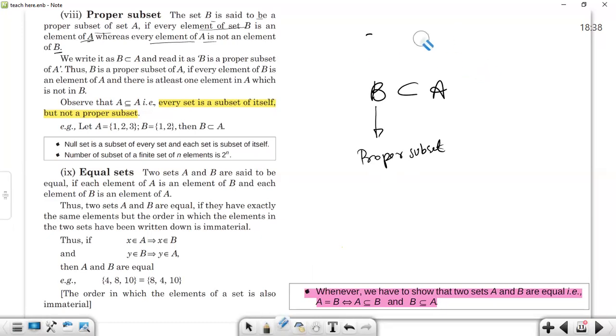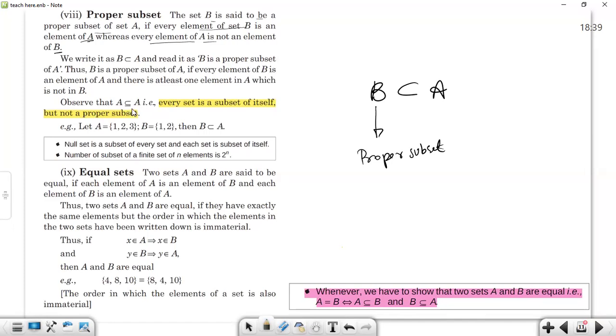Clear? Earlier, it was the case that even B and A could be equal, but now they cannot be equal as we are defining B as a proper subset. Any doubt? We write it as B is contained by A and read it as B is a proper subset of A. Thus, B is a proper subset of A if every element of B is an element of A and there is at least one element in A which is not in B. So, A has to be bigger.